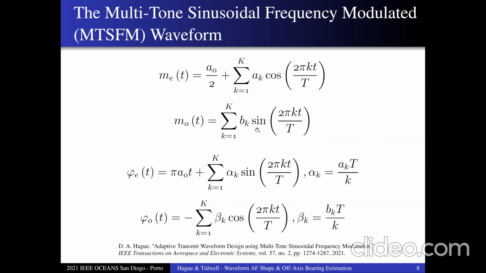Now, if we integrate and multiply by 2 pi, we get the instantaneous phase of these two waveform types, which are now a superposition of sine functions and cosine functions, respectively, weighted by these alpha and beta sub k, which are related to those Fourier coefficients. These are the modulation indices. And they represent a discrete set of parameters that we can adjust to synthesize waveforms with a wide variety of properties. And I described how to do that in a recent paper, IEEE Transactions on Aerospace and Electronic Systems.